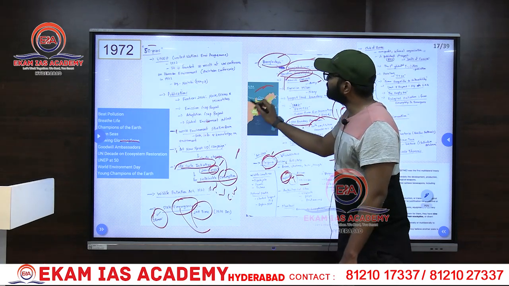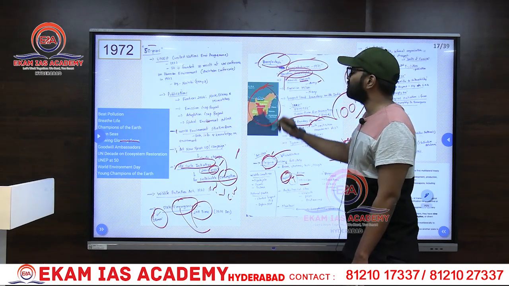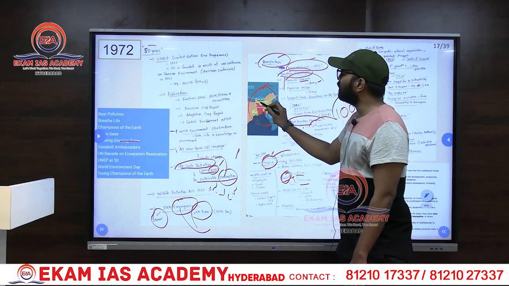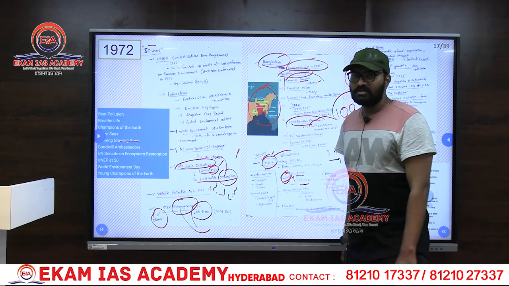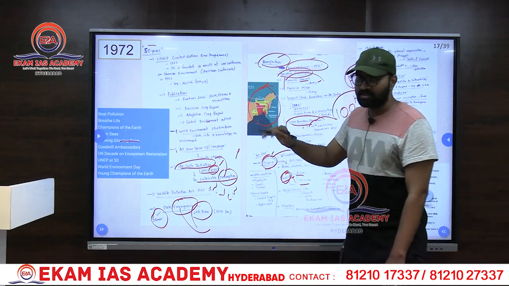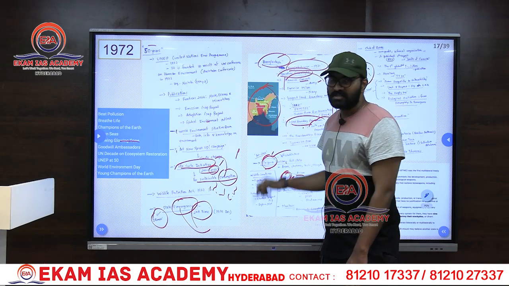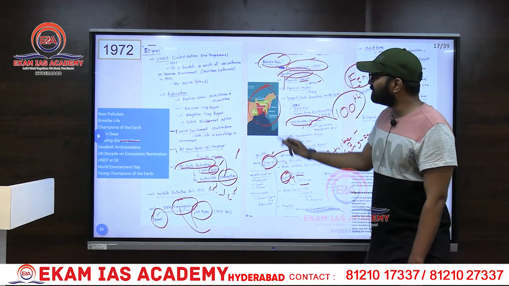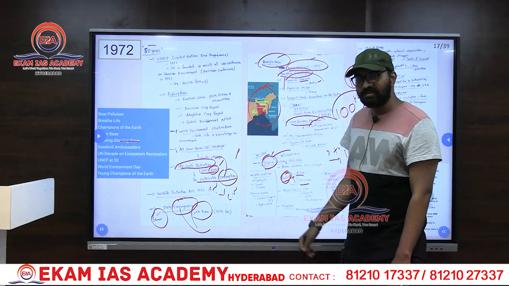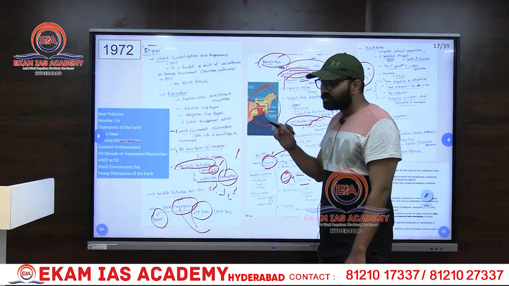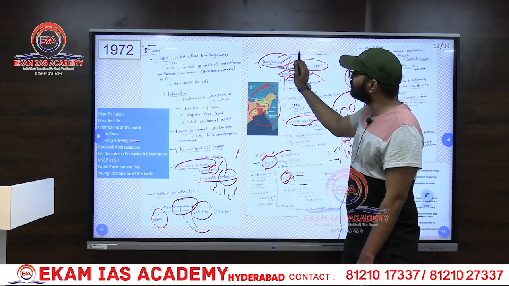Next, see here. Just go through this map after the class. See how many states are bordering Bangladesh. Next, which is the largest state bordering Bangladesh? Obviously, West Bengal. Such kinds of questions they may ask because Bangladesh is in the news.